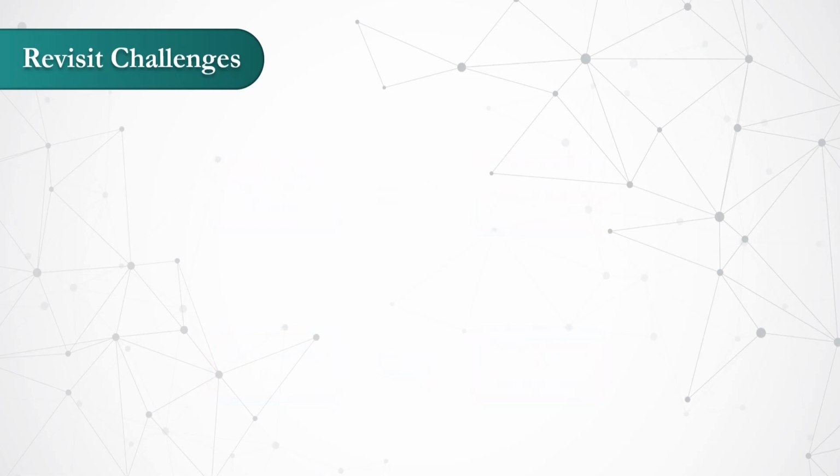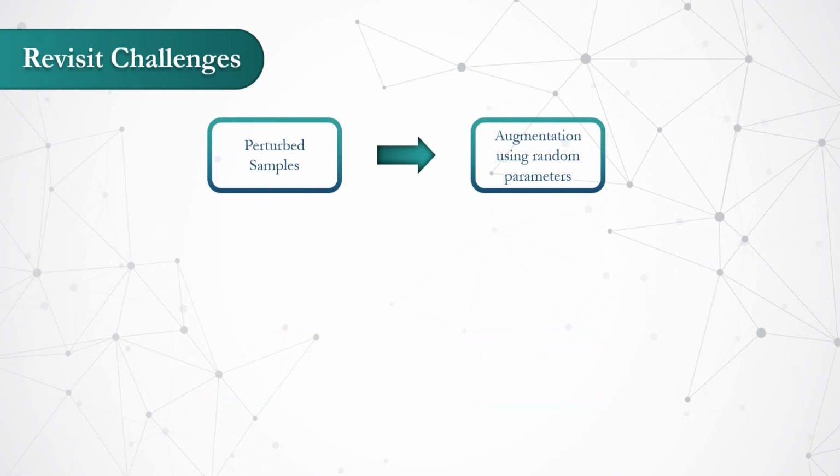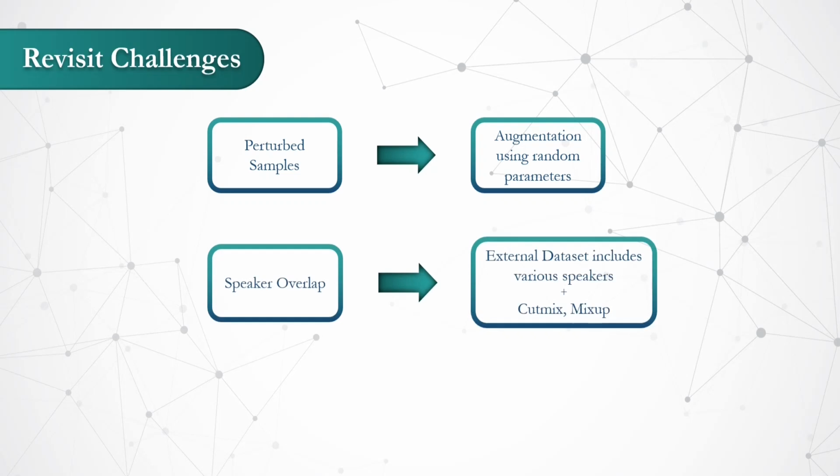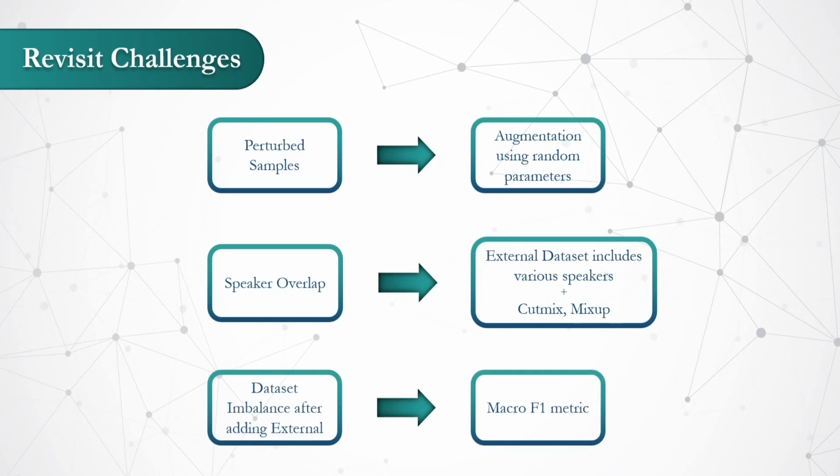In order to tackle the perturbed samples introduced in part 2 of the competition, we applied audio augmentations using random parameters, which ultimately made the model more robust. To overcome the multiple speaker problem, we acquired external data which contained different speakers. We also applied mix-up and cut mix in order to make the model speaker invariant. And finally, to tackle the data distribution imbalance created after introducing external datasets, we used macro F1 score instead of accuracy as our evaluation metric.